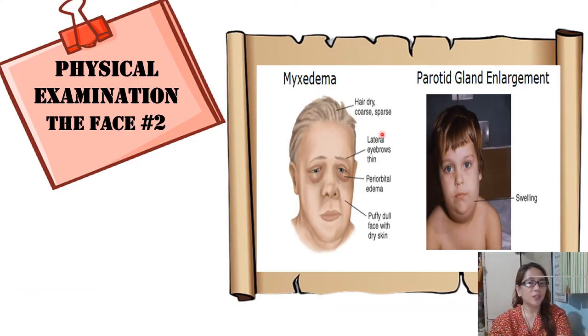Okay, so another abnormality or abnormal findings of the face is the myxedema, which is another term for severely advanced hypothyroidism. This condition occurs when the body doesn't produce enough thyroid hormones. And these are the manifestations or the signs, no? There is dry hair, coarse, and sparse. So, the lateral eyebrows are thin, okay?